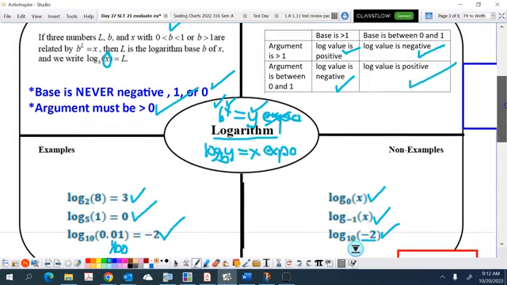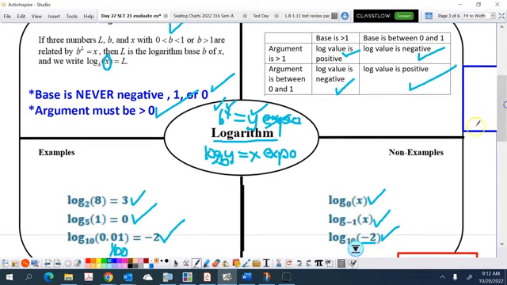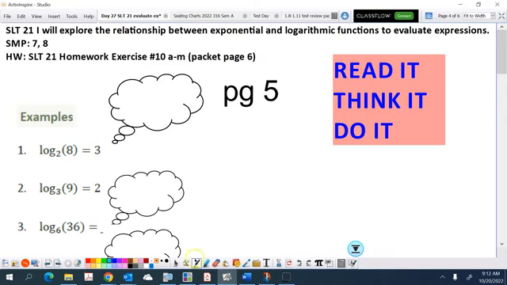Pause as you need to copy this down. I'm going to bring it up a little bit so you can see everything. When you're finished, move on to the next page. More examples of logs. Hit pause. Do these problems. Read the problem. Think about what it's asking for and give the answer.